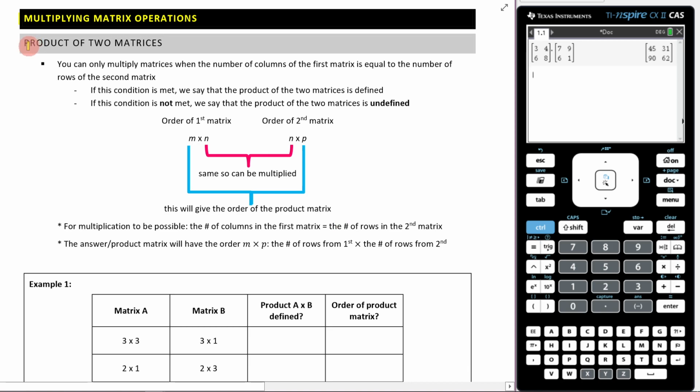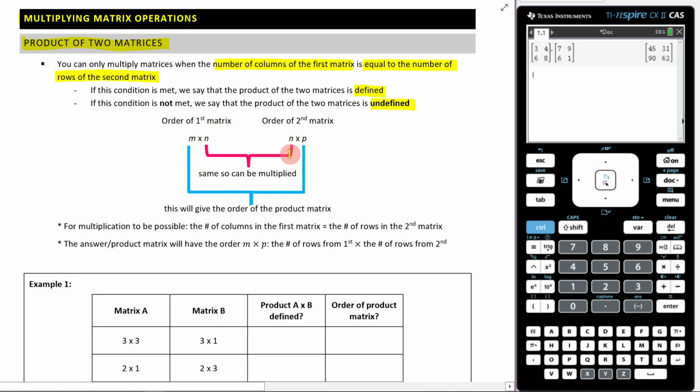Okay. Product of two matrices. You can only multiply matrices when the number of columns in the first matrix is equal to the number of rows in the second matrix. If this condition is met, we say the product of the two matrices is defined. If the condition is not met, we say the product of the two matrices is undefined.